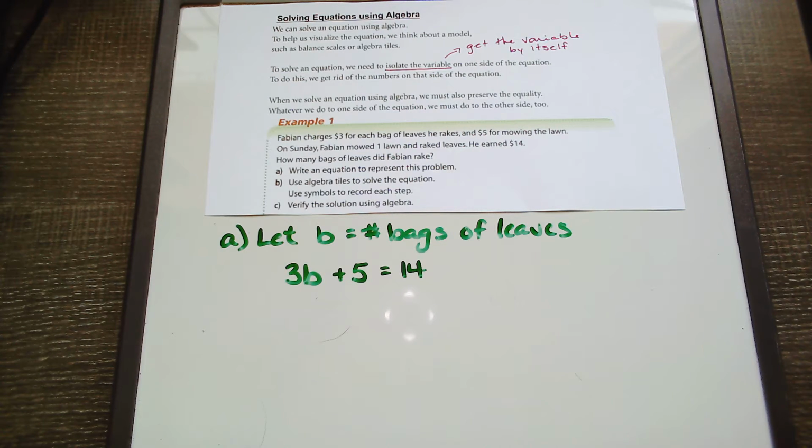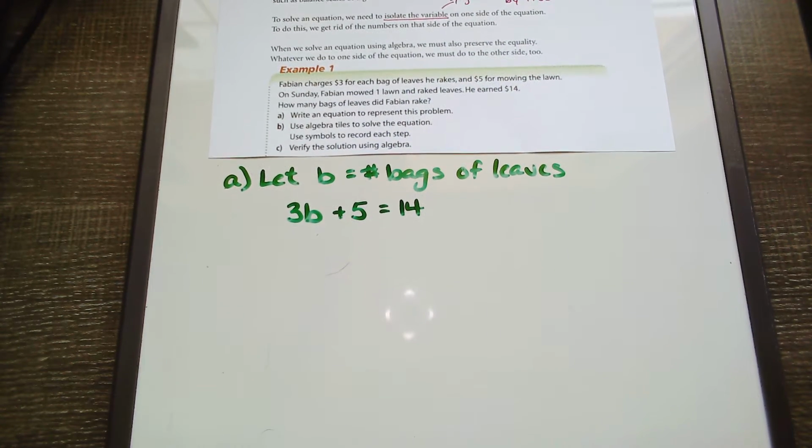Now, part B is asking us to use algebra tiles and symbols, so I'm going to use both. We are going to move away from tiles. I know I promised you we're not going to draw tiles forever. If you like drawing tiles or drawing balance scales, keep doing it. It's only going to help you. But in this example, I'm going to show you the tiles and how we record that algebraically, or using just symbols.